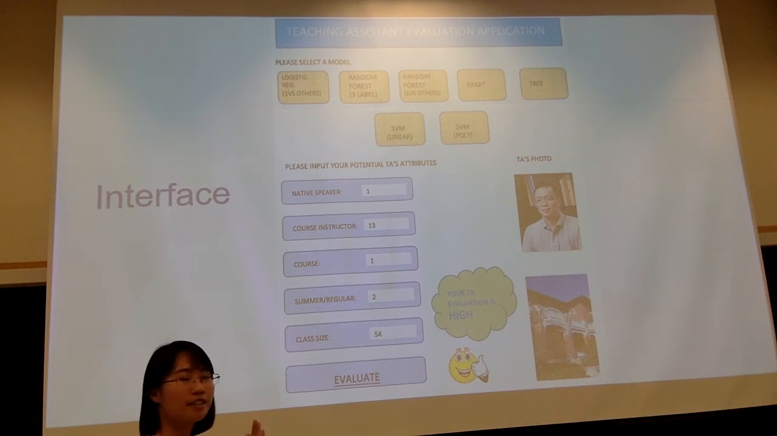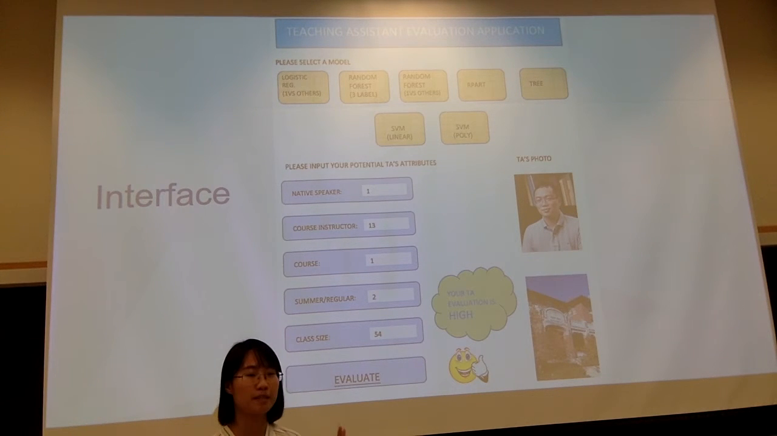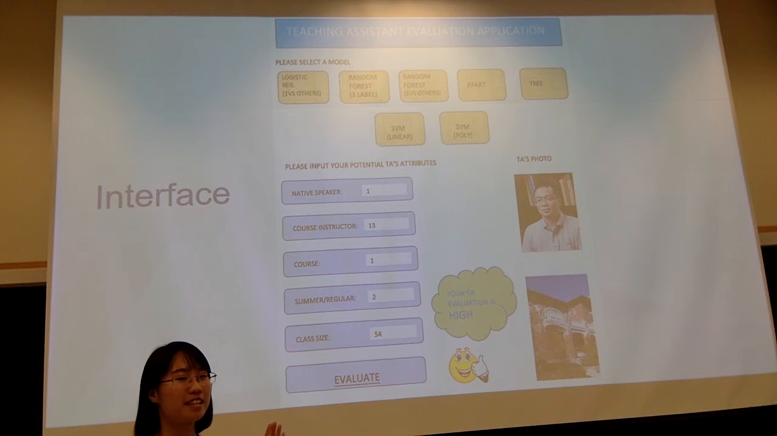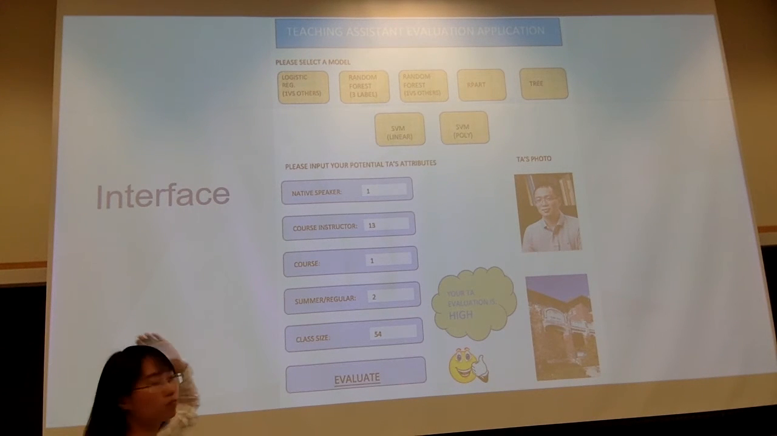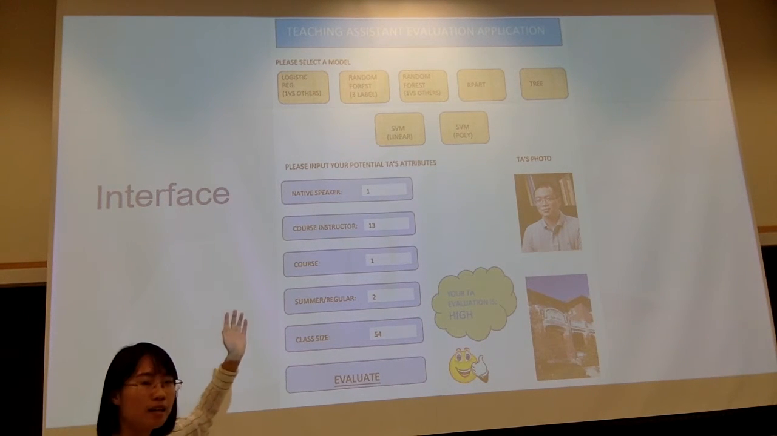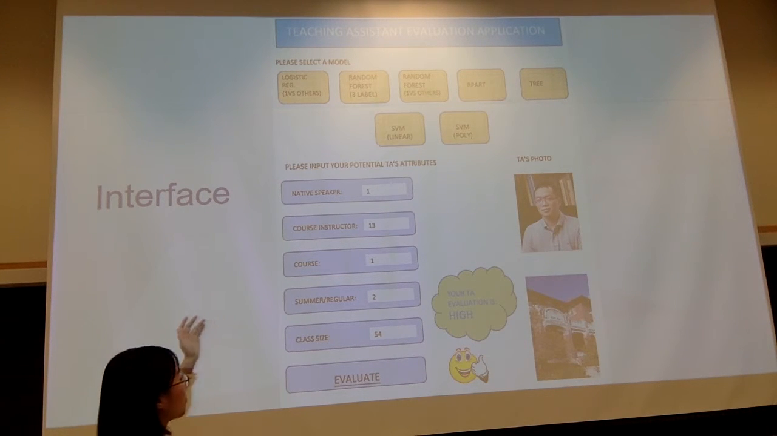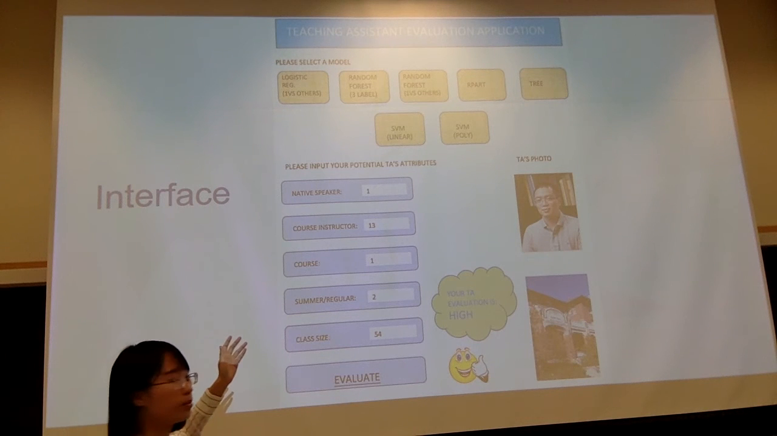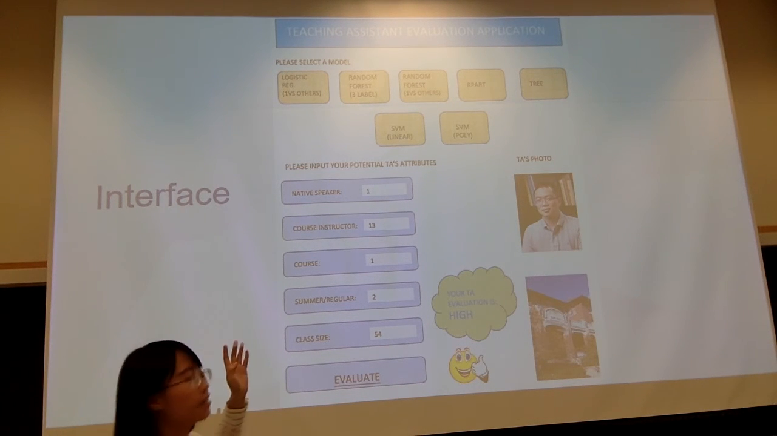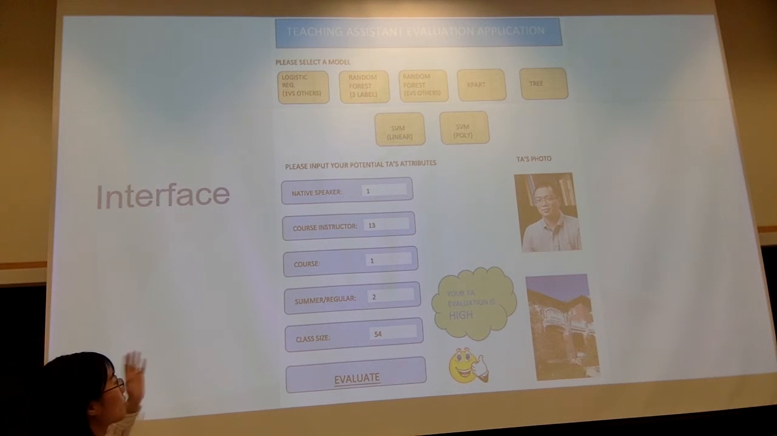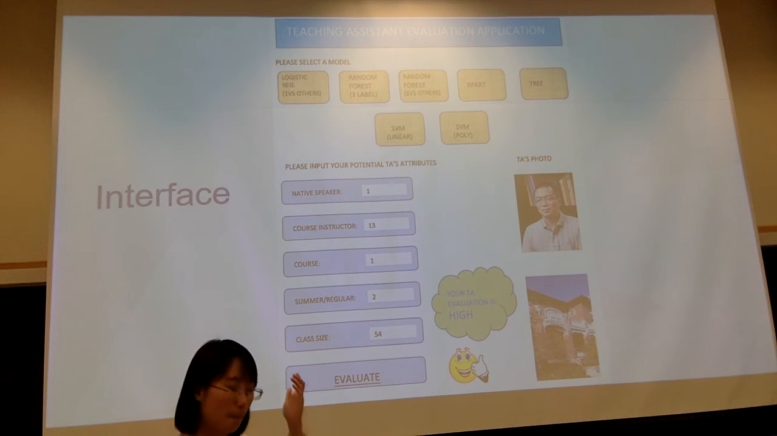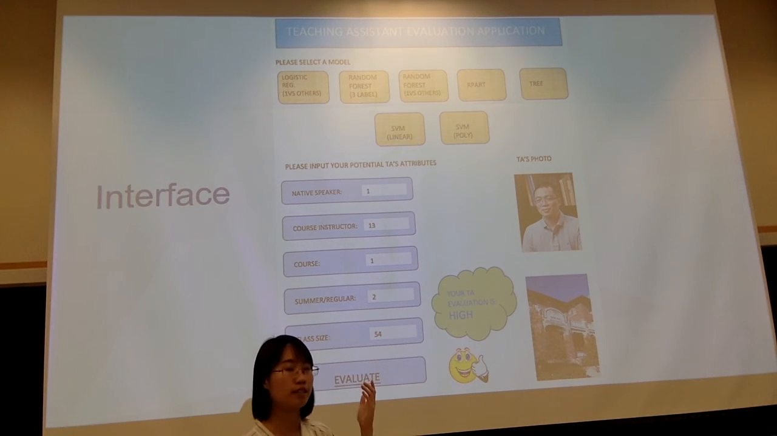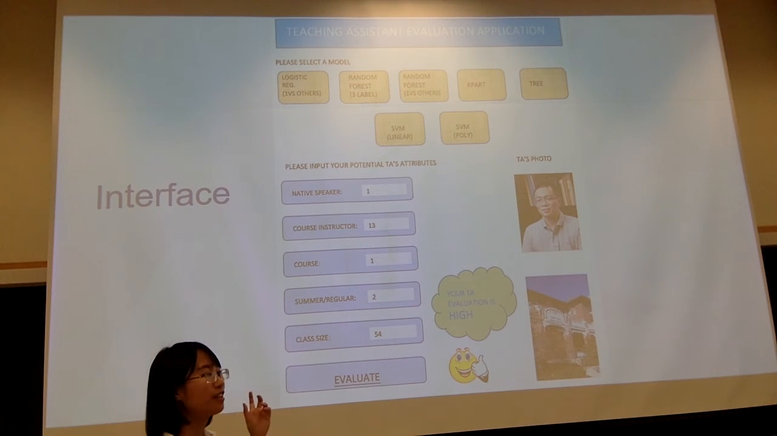So next, this is the interface that our team was going to build, but due to the limited time, we didn't build that interface. But here you can see our whole idea of how we were going to build it. First, we would upload our model to a website, and after that, we would provide a couple of variables for the user to input. First, whether the TA is a native speaker, and second, the course instructors, and another one, the course, and whether this course is provided in summer or in regular semesters. And then the last one is the class size. After the user inputs all these variables, our model is going to return a number back to the user.